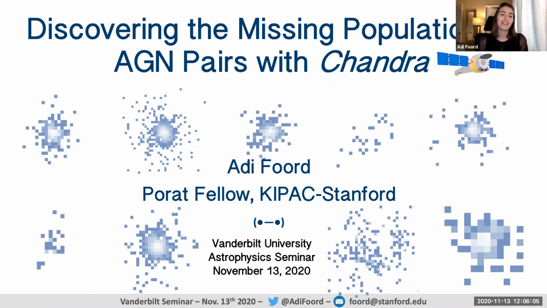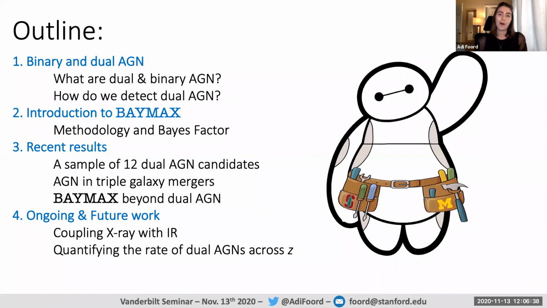The title of my talk is Discovering the Missing Population of AGN Pairs with Chandra. So I hope by the end of this talk, you have a better idea of what AGN pairs are, why the population is perhaps missing, and my efforts to discover more of them. The background of this slide actually shows Chandra observations of a handful of AGN pairs that I've discovered, and they'll all make brief appearances throughout the talk. Feel free to interrupt me whenever you have questions, or you can post a question in the chat, and maybe Jessie could let me know if there's something there.